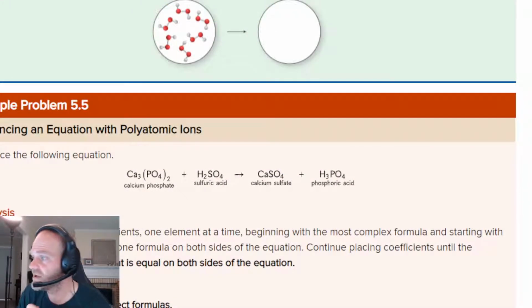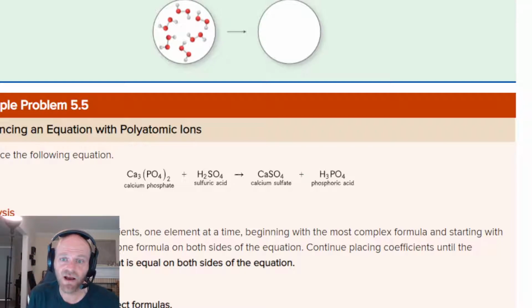Alright, so right here I'm looking at calcium phosphate plus sulfuric acid. There are a couple of polyatomic ions here. One is the phosphate, right? Now the only reason you would put this in parentheses is if you need to make multiple phosphates. You see the little 2 subscript behind it? That lets me know that it's just the phosphate that there's 2 of. But it is all of the phosphate.